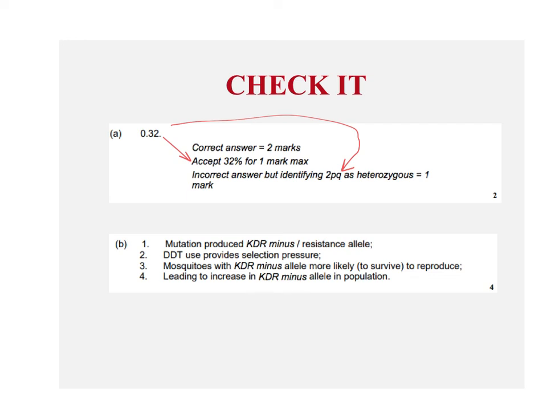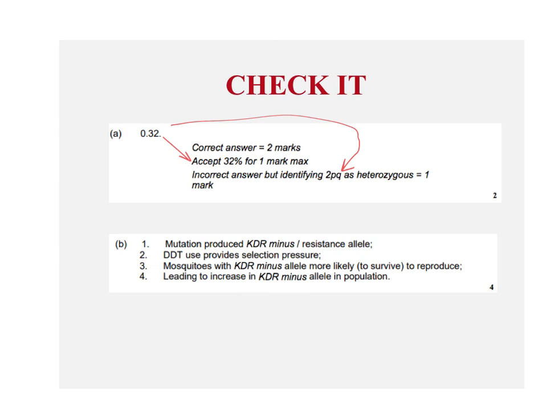Now, question 2 was asking about the pattern or the reasons for the pattern shown in the graph. And you should have recognised that over time, so as time's gone on, the incidence of that KDR- allele increases. So the first thing to say is that a mutation has produced that KDR- or the allele for resistance. And the DDT is a selection pressure. So you have to mention what the benefit is or what the mutation has provided and then the pressure that is being put on that population.